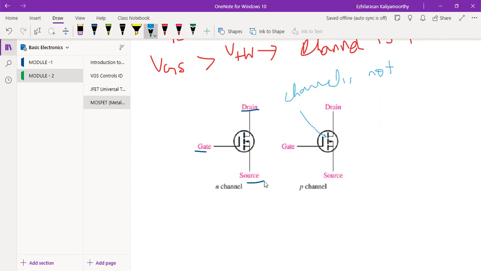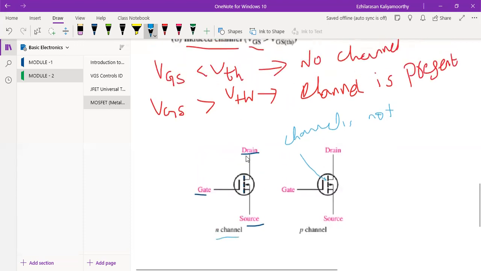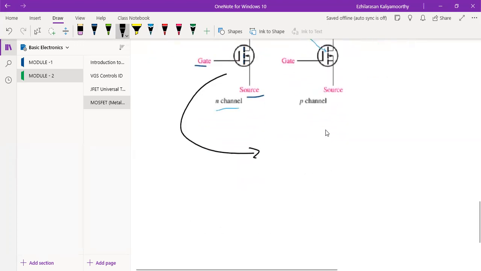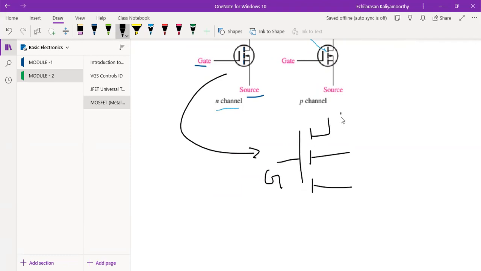Next, you can see the gate terminal, source terminal. Now, N channel means this is the substrate, right? You can zoom in on this diagram. I will draw this diagram again, a little bigger, then you will get a proper picture. See, this will be your gate, this will be your drain, this is the source. This terminal is nothing but the substrate terminal. The substrate is connected to the source, always.